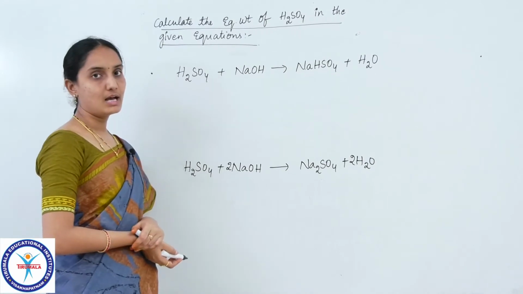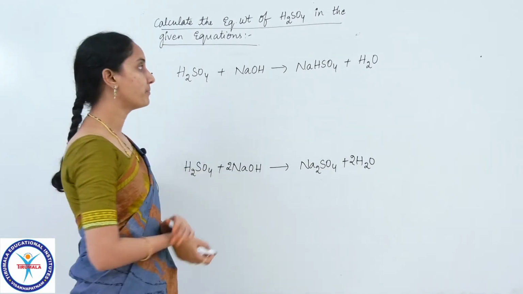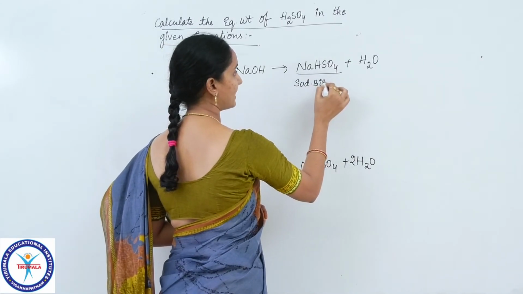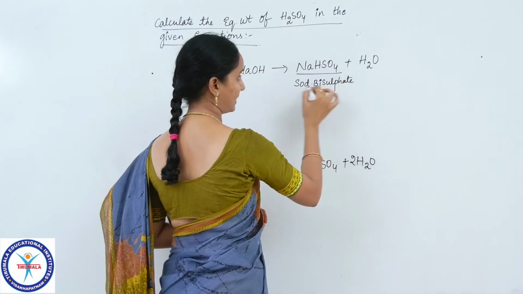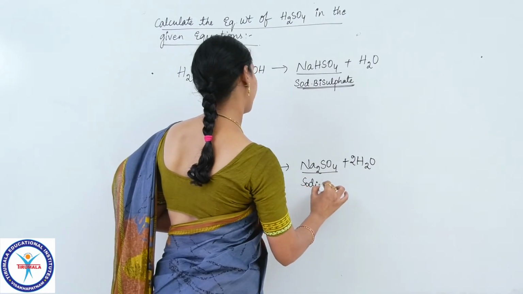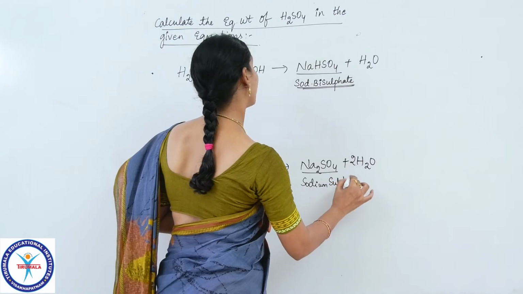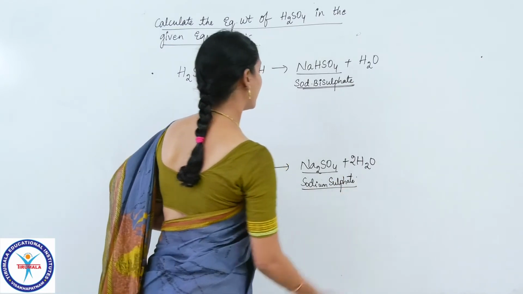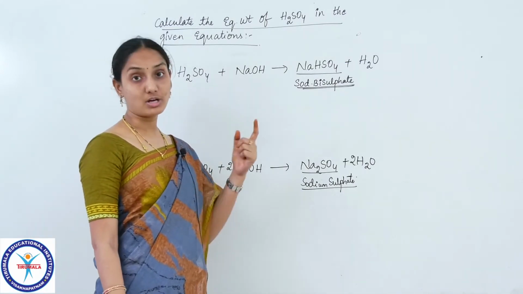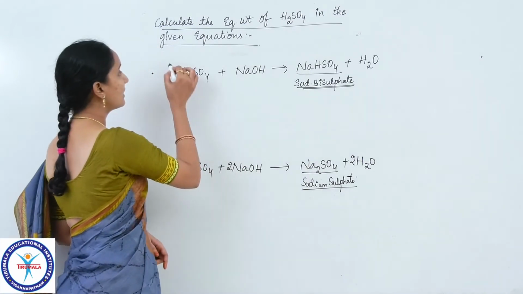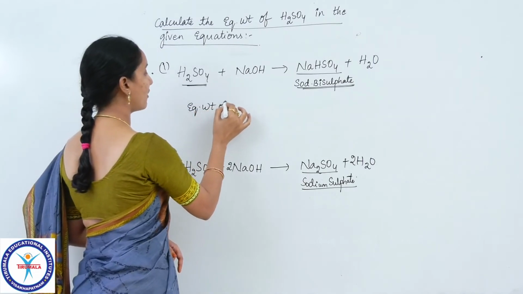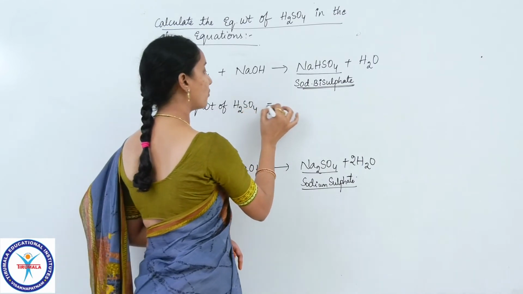in both the cases, but the products being formed are different over here. In the first equation we got sodium bisulfate, or it is also called sodium hydrogen sulfate, and in the second condition we got sodium sulfate. So in both the cases the products were different. So according to the products, the equivalent weight may also change according to the reaction. So let us calculate the equivalent weight of H2SO4 in the first equation. So equivalent weight of H2SO4 is equal to what you have to do?